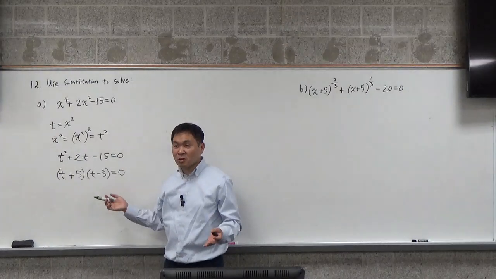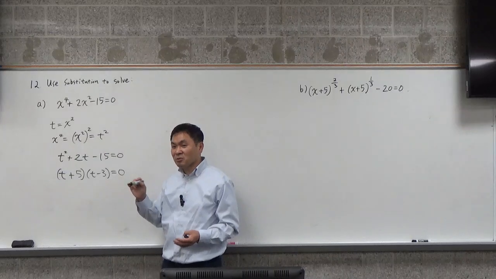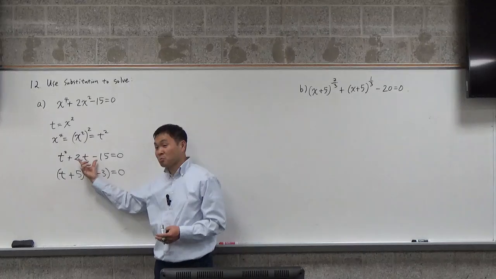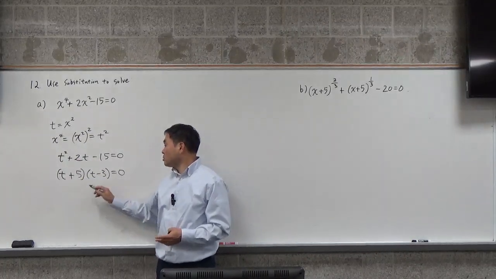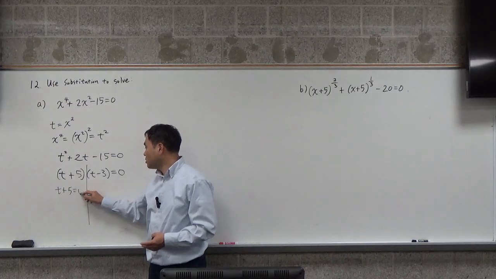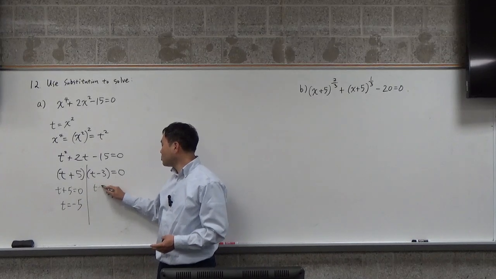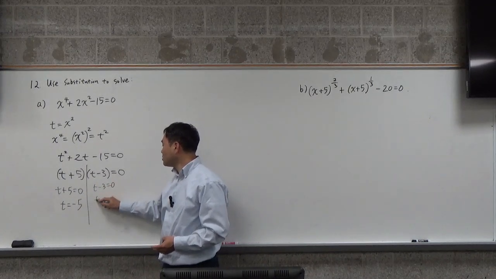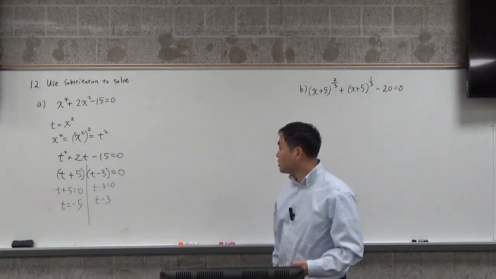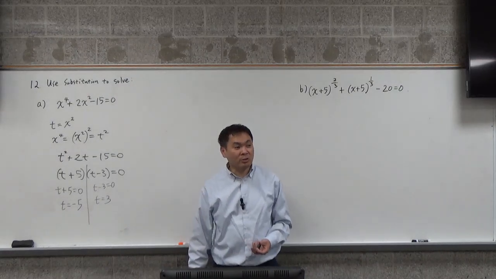If you are not so sure during the exam, sometimes you write something and you're not sure if it's correct. You can always check by foiling this out to see that it does match the previous one, okay? So once you do that, then you say t plus 5 equals 0, which means t is equal to negative 5. T minus 3 equals 0, which means t equals positive 3. All right. So are we done? Why aren't we done?